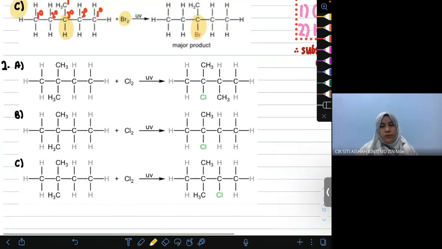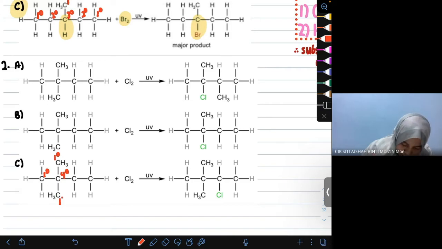Okay, so let's do the classification. So yang ini ada semua ni. Okay, so yang ini again the classification here is primary, here is quaternary, here is our primary carbon. This one secondary, this one is primary. So if you look based upon here, it means that quaternary ni lah yang paling tinggi kan. So this one lah yang kena substitute.